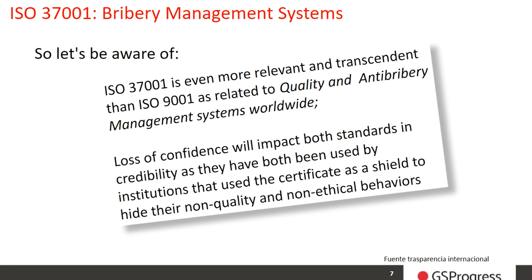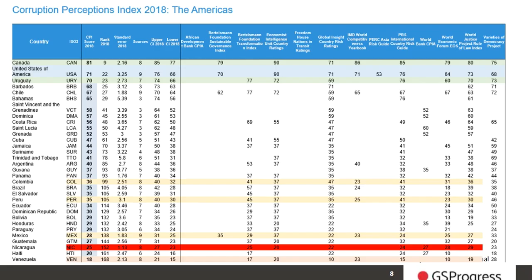So my statement is, if we keep going like this, we're going to lose confidence and it will impact both the standard and credibility, as certificates have been used by institutions as a shield to hide the lack of quality or ethics. So please be aware of this system, because we don't want this to come back again. As you see here, Nicaragua is 25, so it's a large part that we can reduce.